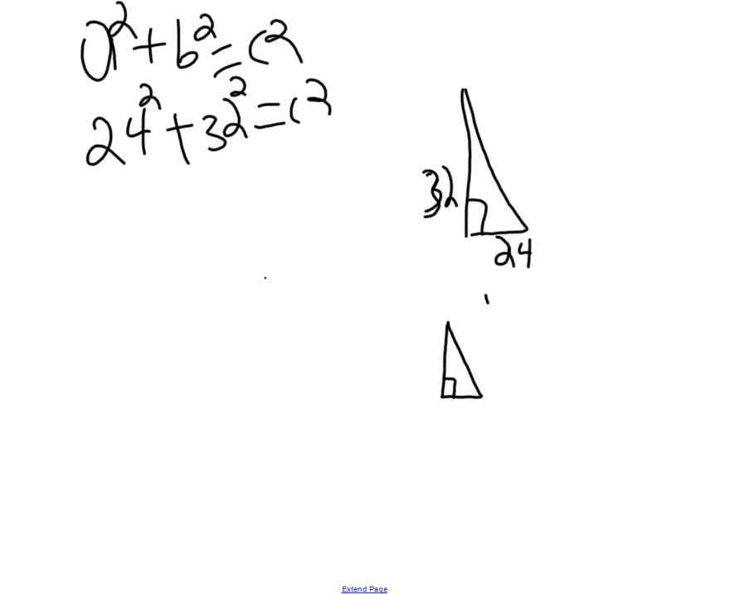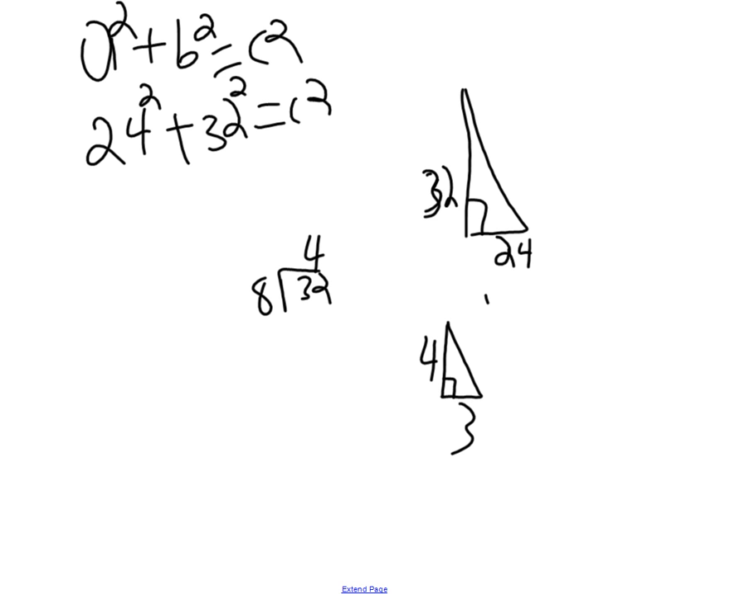So 32 divided by 8. 8 times 4 is 32, so we can say that left side is 4. And 24 divided by 8 is 3. So now we can just figure out what is our C for our smaller triangle.